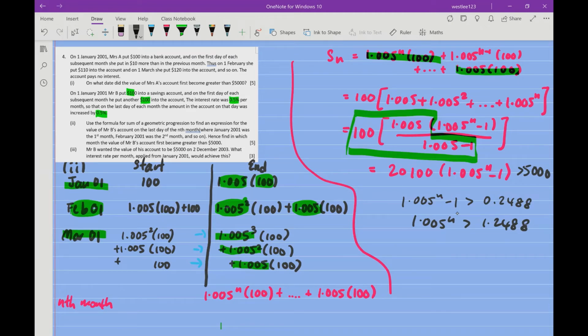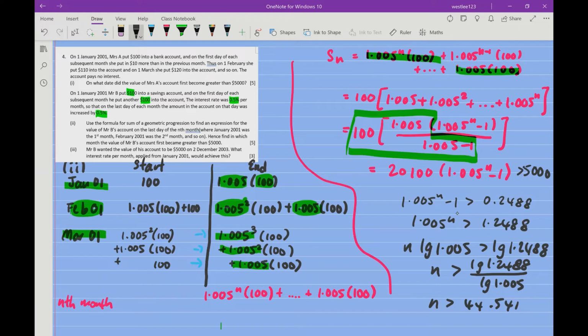If you do not want to, you can take log on both sides. So when you take log on both sides, you can bring down the power. So n is more than 44.541 to 5 SF. So the least n will be 45.